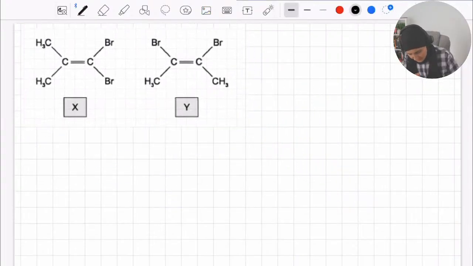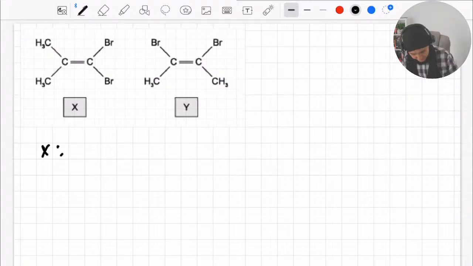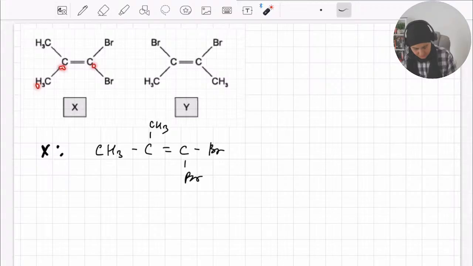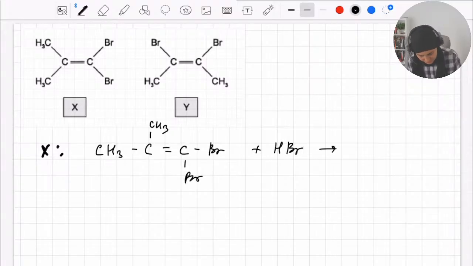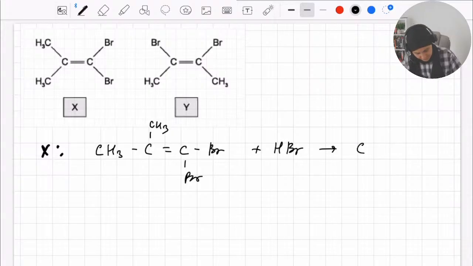Right, so X. I'll redraw it so that I see the straight chain better. So X is CH3, C double bond C, Br, CH3. I just redrew that. With HBr, what would the products be? There are two possible products, right? Because H could go to the first carbon, and then Br would go to the second carbon, or the other way around. Br goes to the first one, H goes to the second one. So the first possible product is CH3, CH3. I'll maybe color code. So let's say H goes to this one, and then the double bond is gone, right?